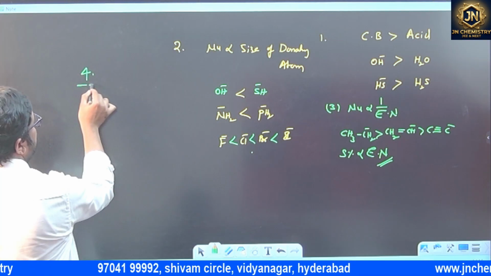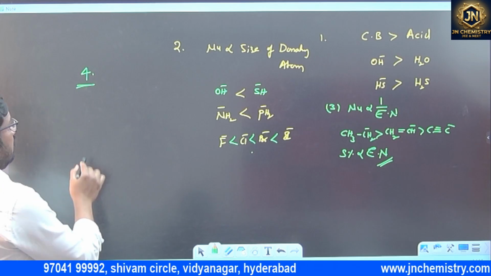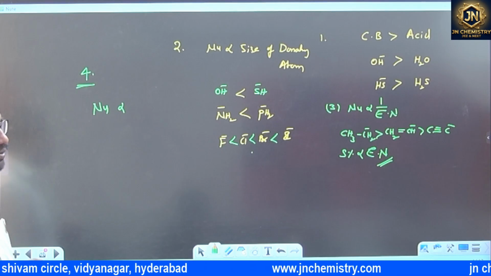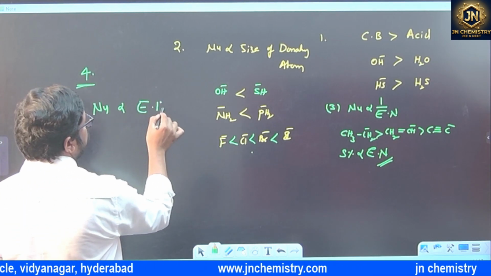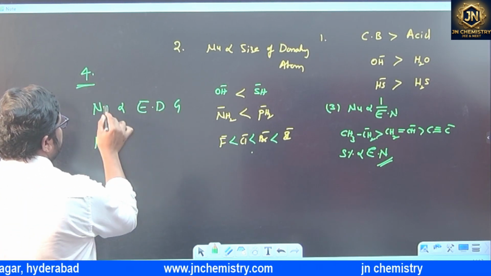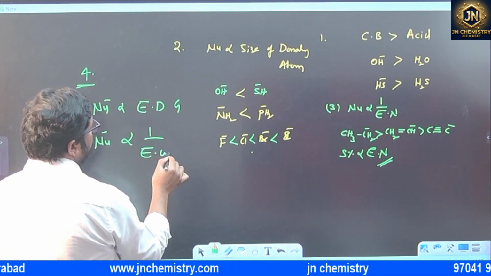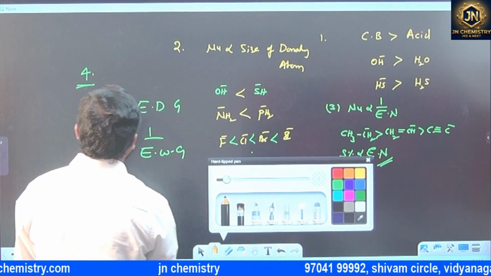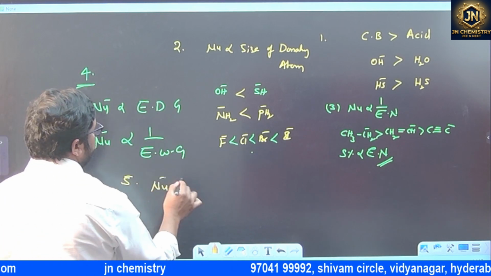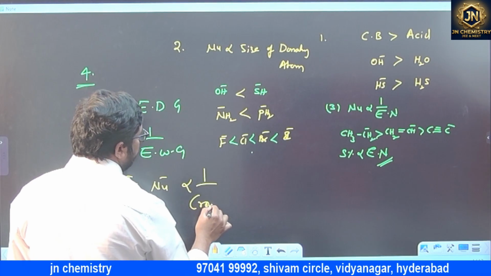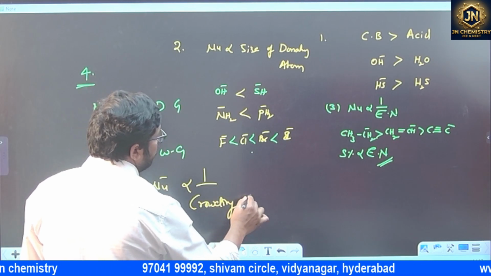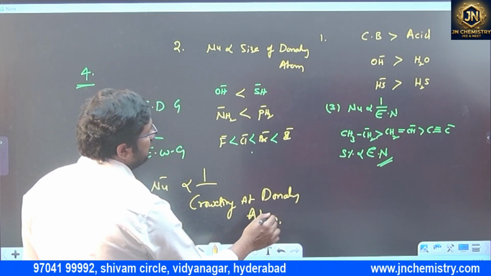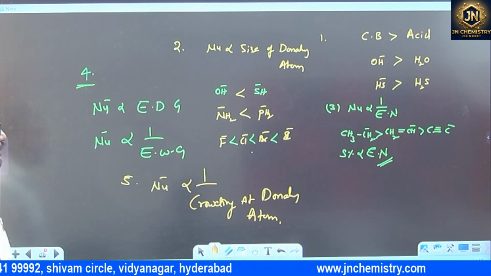So the fourth one: nucleophile strength is directly proportional to electron donating groups, and nucleophile strength is inversely proportional to electron withdrawing groups. Next, the last one: nucleophile strength is inversely proportional to crowding at the donating atom. These five are very important.